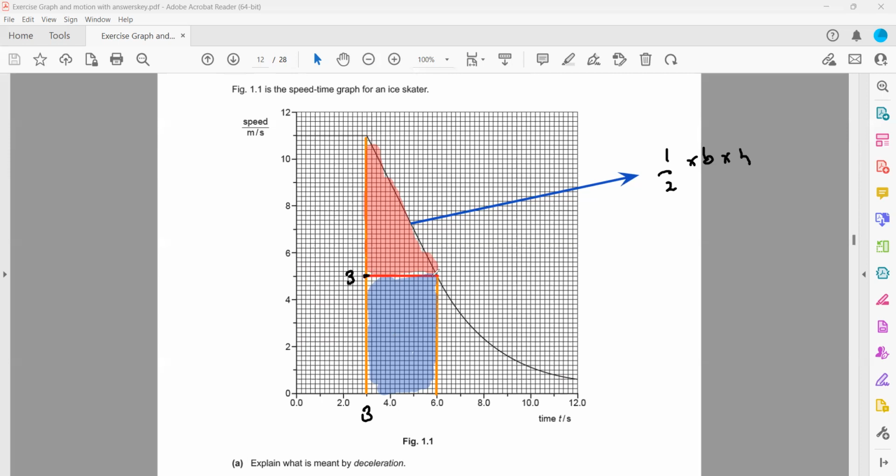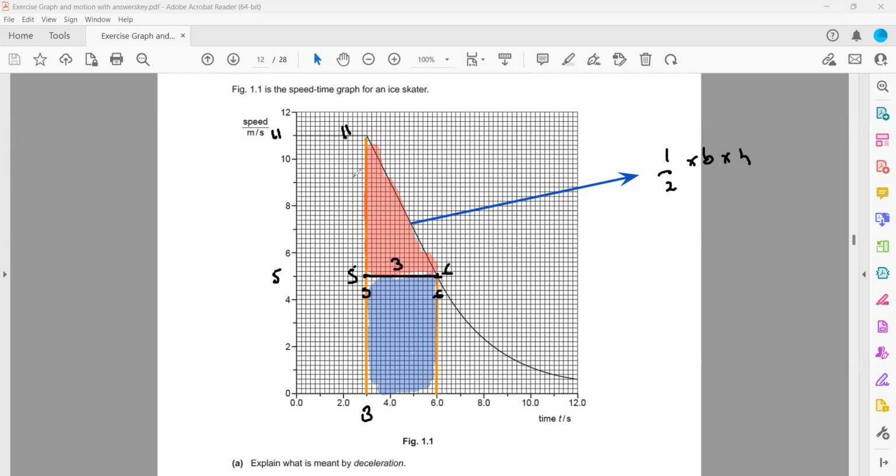So this one is starting at 3 and ending at 6. So what is the length, or the base? That's equal to 3. And how much is the height? If you see here, it's starting from 5 and it is ending at 11. So if it's starting at 5 and ending at 11, what is the height?